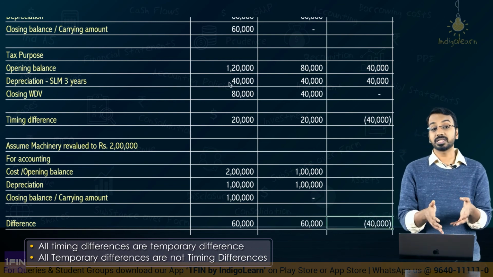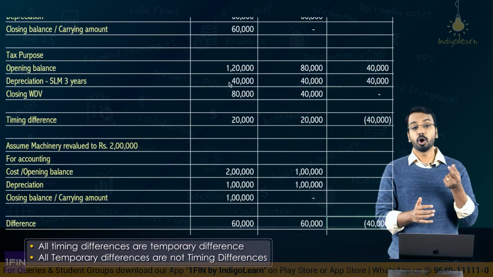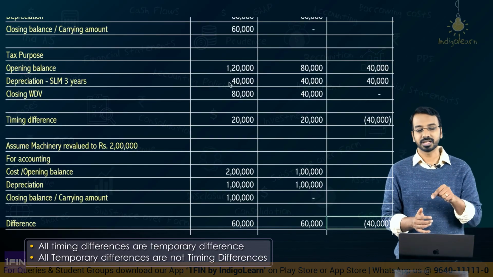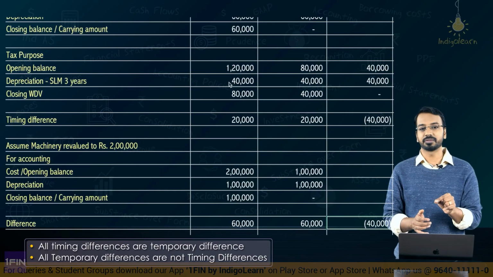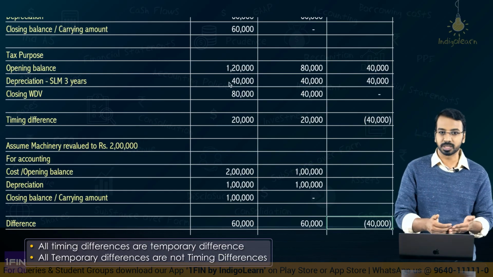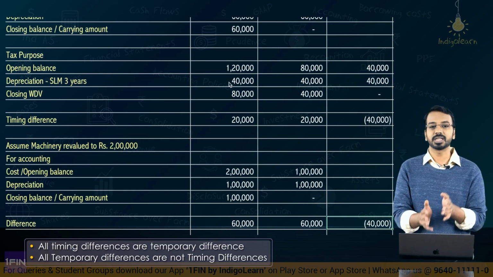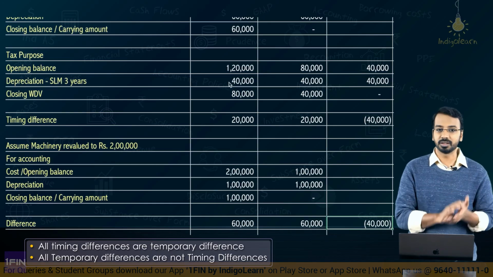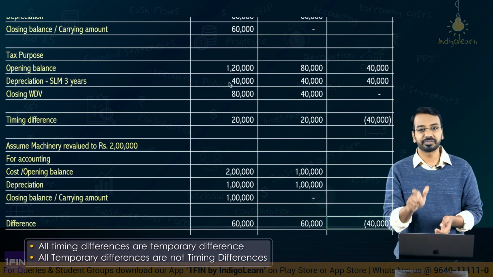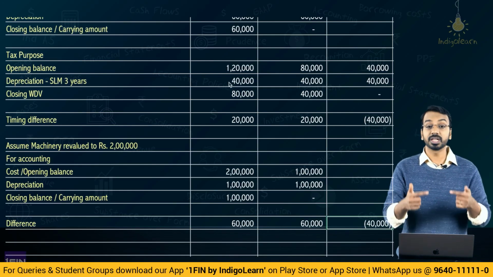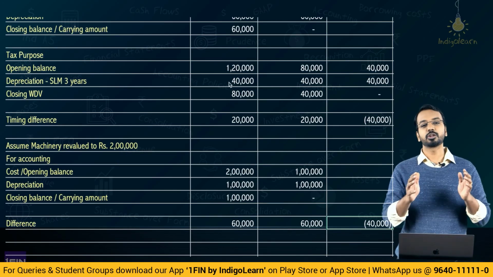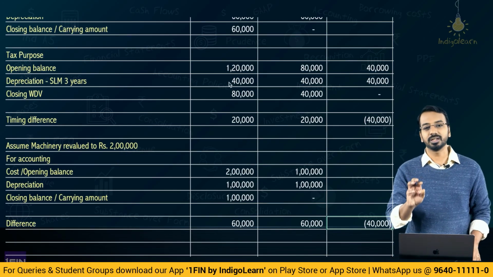So, I cannot say that the entire amount is timing difference. Only to the extent that is reversed, that is 40,000, is a timing difference, and the remaining 80,000 is other than timing difference, and it is another temporary difference. So, to compute the deferred tax asset or liability, you will take the total temporary difference and not just the timing difference.